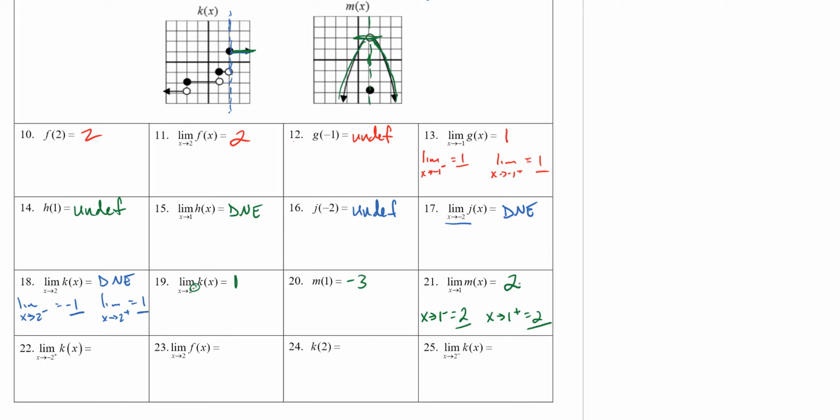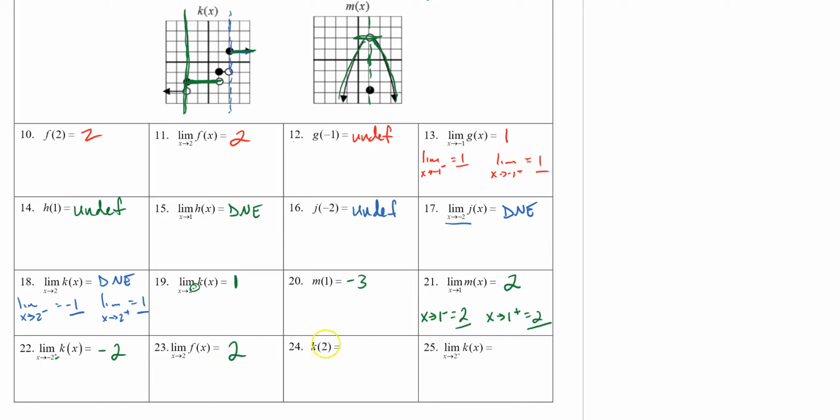22. What's the limit as k approaches -2 from just the positive side? So I'll find my k function here, at -2 for the k function. So again, from the positive side of -2, that's going to be the right side. Our value is approaching -2. 23 is the same as 11. Same limit, it's just 2.